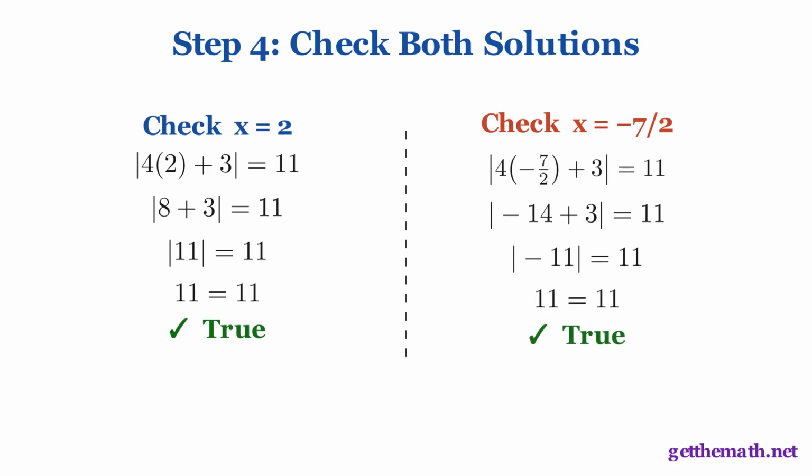Check x equals negative 7 halves. Substitute into the absolute value of 4x plus 3. 4 times negative 7 halves equals negative 14. Negative 14 plus 3 is negative 11. The absolute value of negative 11 is 11. 11 equals 11. True. This solution also works.